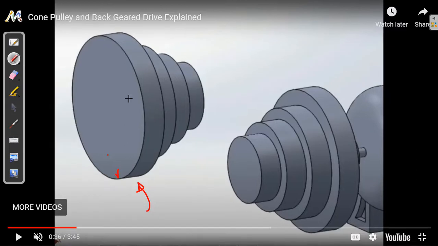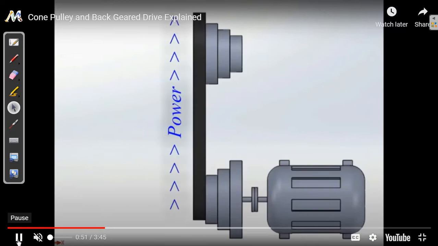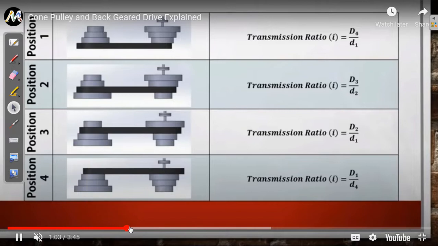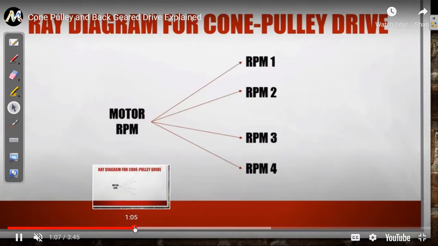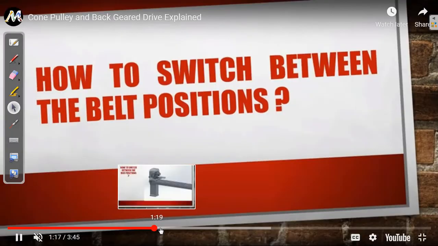And here you can see that there are 1, 2, 3, 4, a total of 4 different slots, and corresponding to each one you will get a particular speed. So by changing the belt to different slots we can get 4 different speeds. Now you can see how, through the belt, the power is transmitted from the motor shaft to the headstock. So 4 different RPM we can generate through this pulley drive.